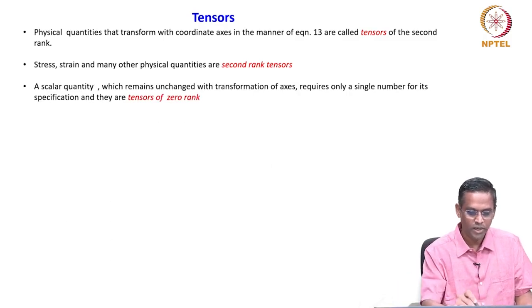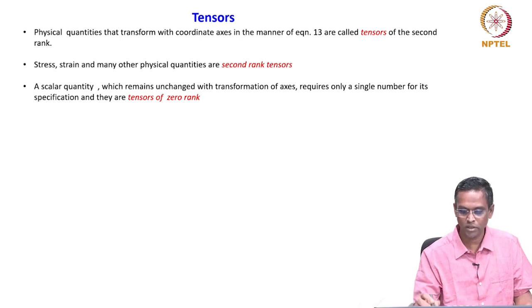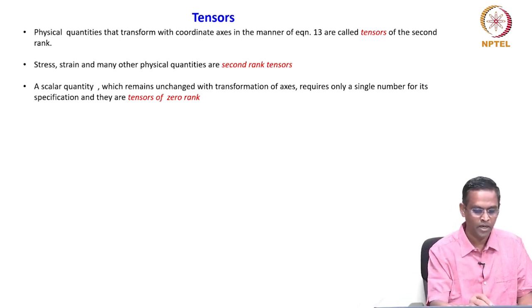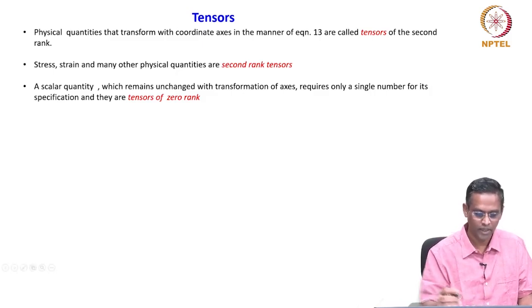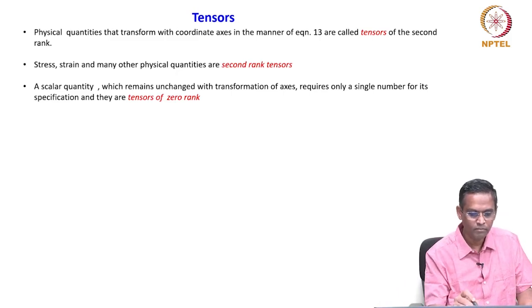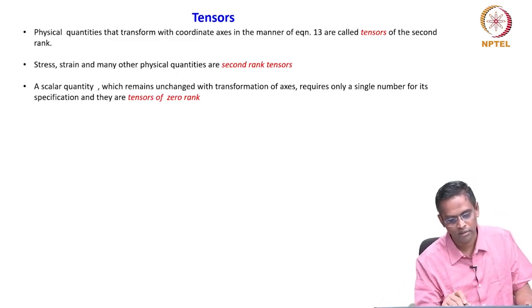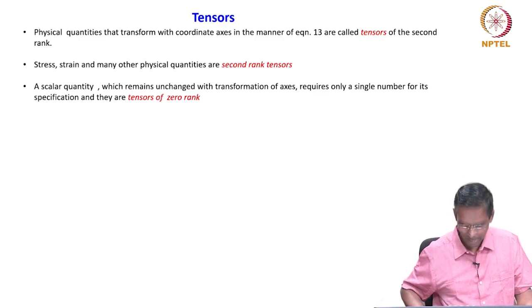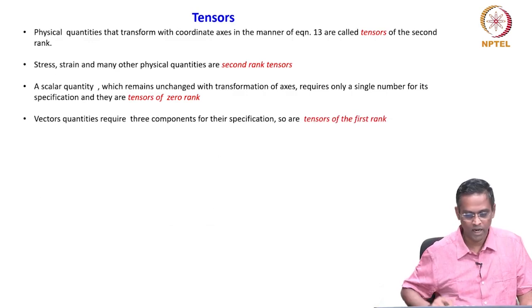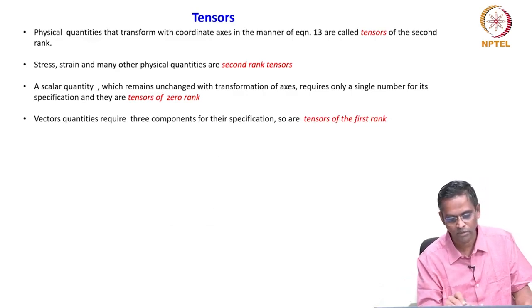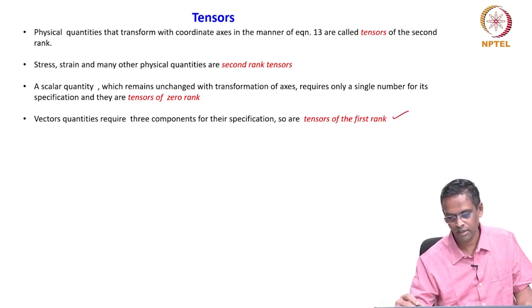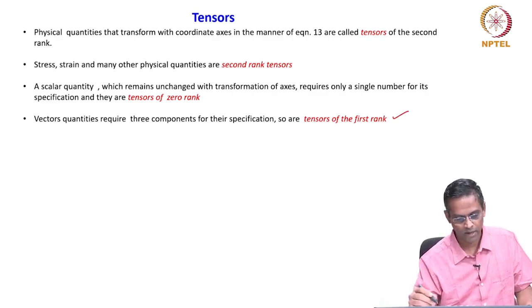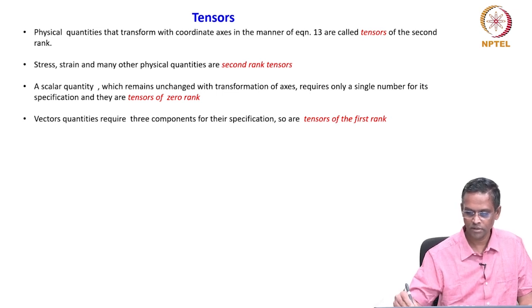So a scalar quantity, which remains unchanged with the transformation of axis, requires only a single number for its specification, and it is a tensor of zero rank. Any scalar quantity is going to remain unchanged for any transformation of coordinates, so scalars are tensors of zero rank. I just mentioned that vector quantities require only three components for their specification, so a vector is a tensor of first rank, and stress is a tensor of second rank. So this is important.